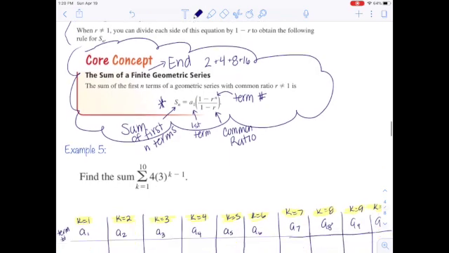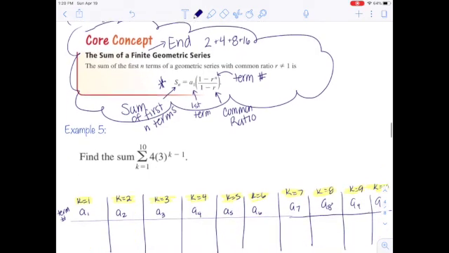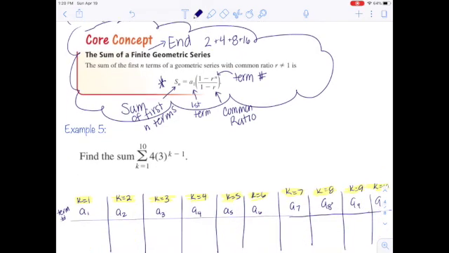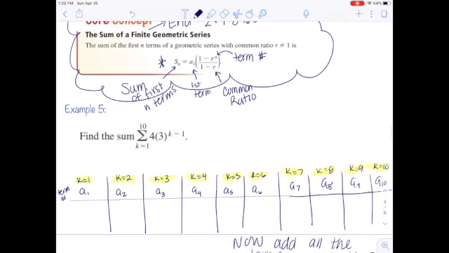All right, so in example 5, I'll show you the long way to do it, and then I'll show you how to use the sum formula. We've got find the sum from our first term, so from our first term to our 10th term, is our upper boundary of this rule, 4 times 3 to the k minus 1.